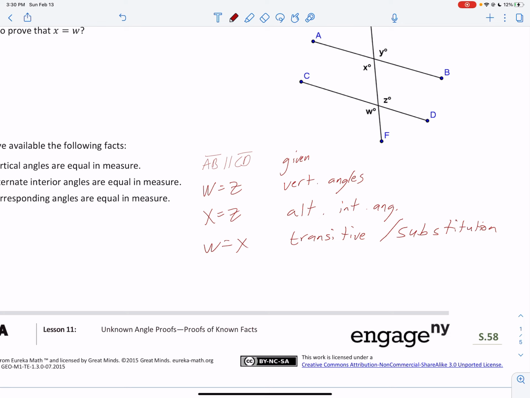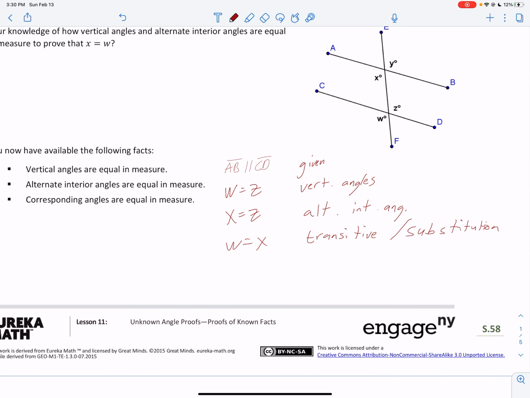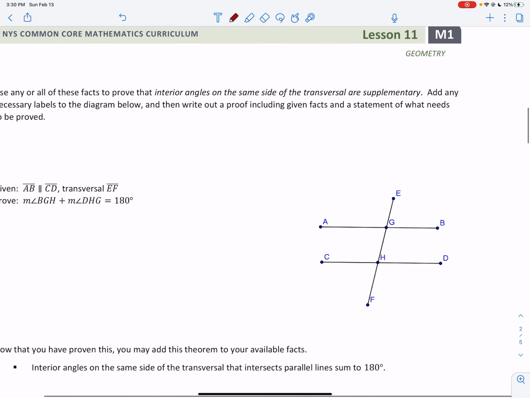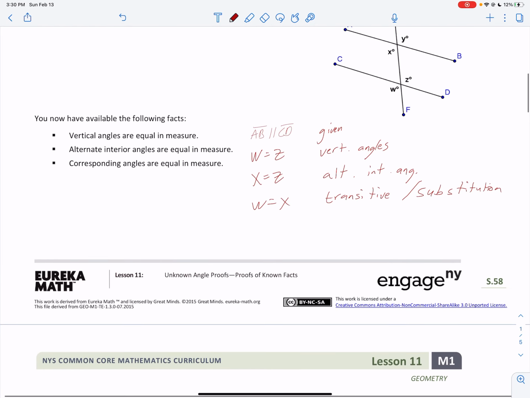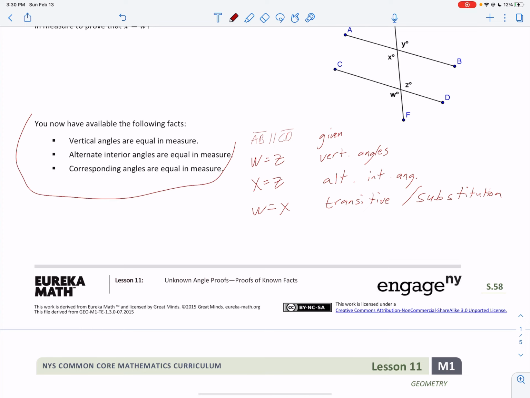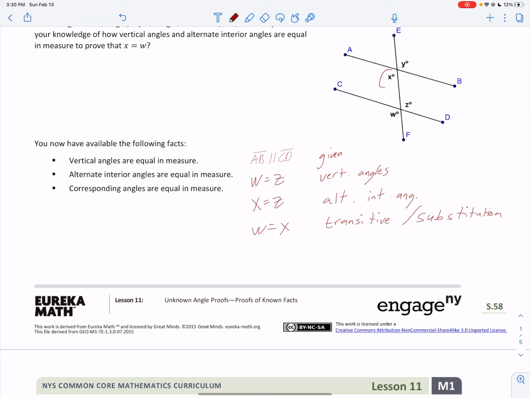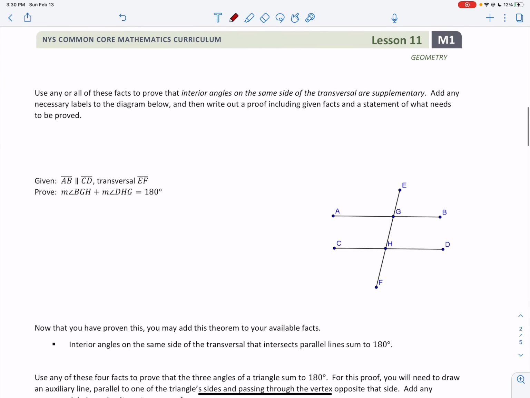Transitive would be if A equals B and B equals C, then A equals C. And that's the same in this case. If W equals Z and Z equals X, then W must equal X. And you can look at it in the reverse too, X equals W. They're both the same thing. So now that we have these facts available, we've unlocked corresponding angles because we just proved corresponding angles. This is a corresponding angle with this. So we've proven that, so we've unlocked corresponding angles.